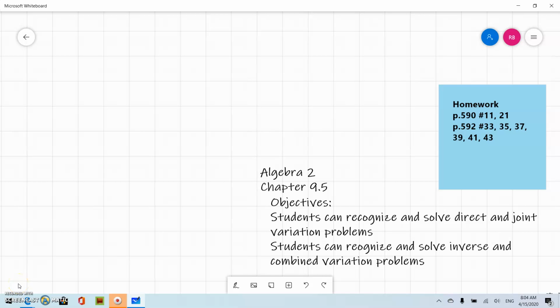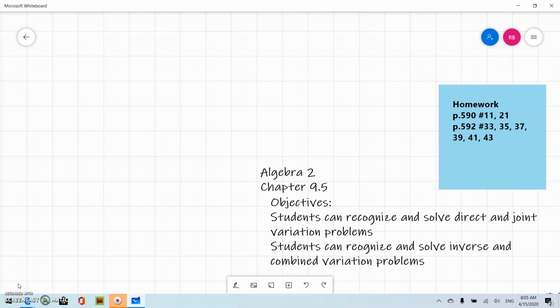Hi guys, this is a new section. We have just finished the quiz over sections 1 through 4, and this is chapter 9, section 5. The objective is that you can distinguish and write a correct variation.